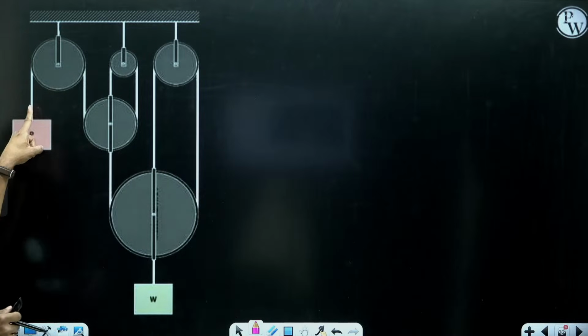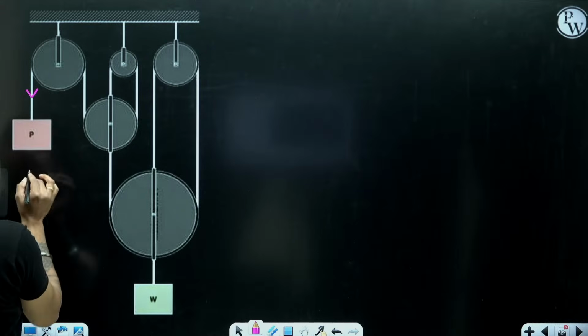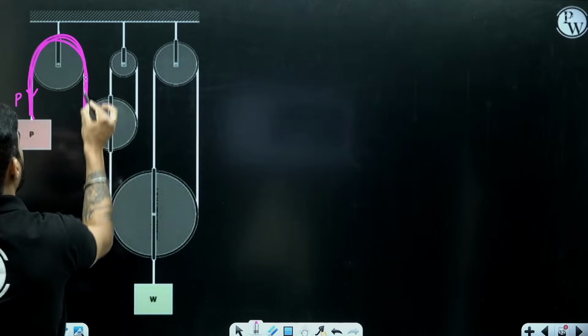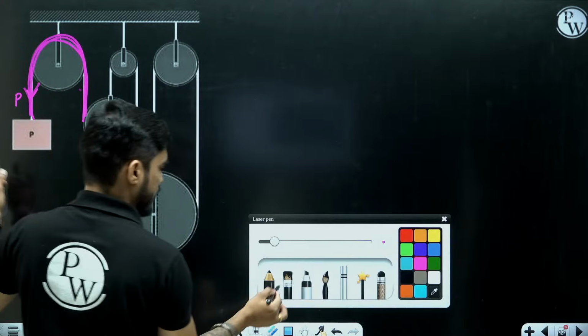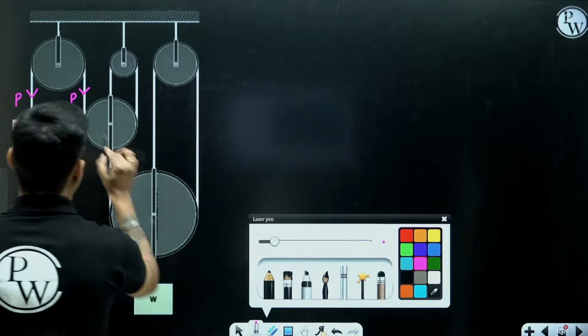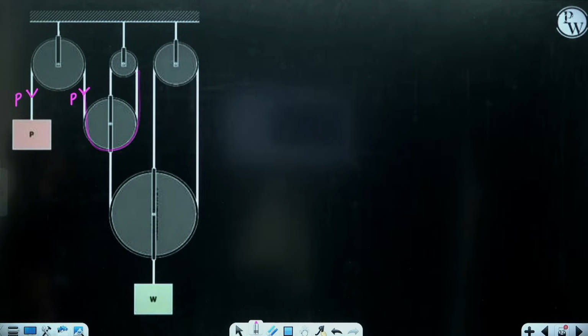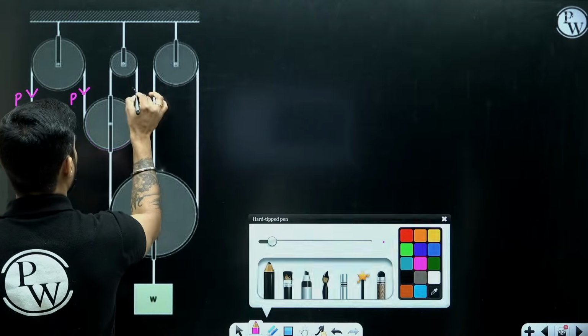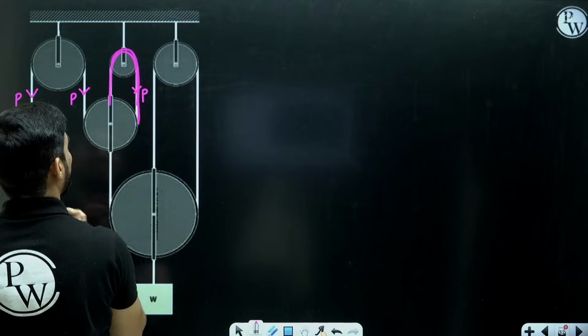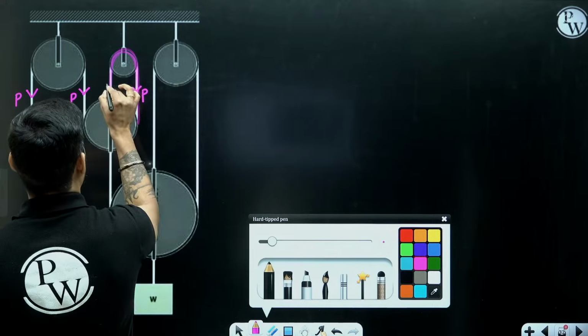So what we are going to do is, we are going to start from one end. Let's say that one end is this. What will be this tension? This tension will be equal to P. This is the same rope passing over a frictionless pulley. So if this is P, what will be this tension? This tension will also be P. Now this is the same rope, so if this is P, this is also P. Now this is the same rope. So if this is P, this is also P. I hope you have got this.